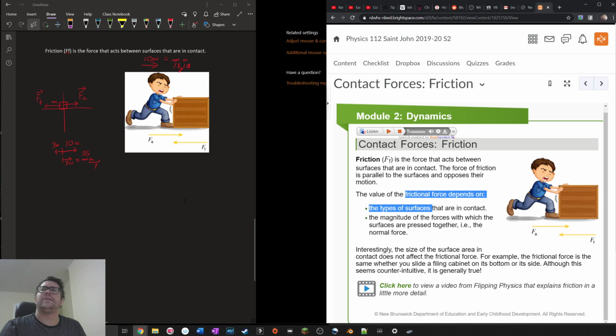And the friction force goes against the acceleration force that we're trying to imbue the object with.